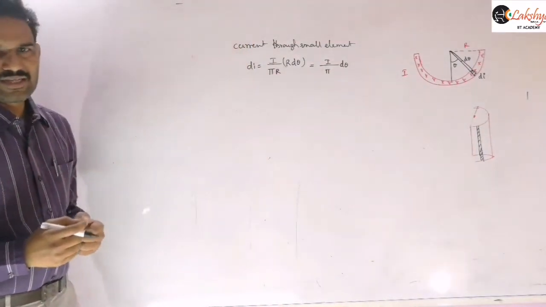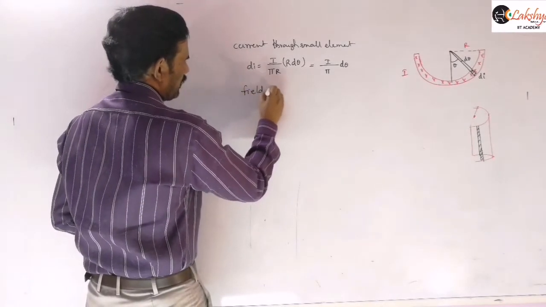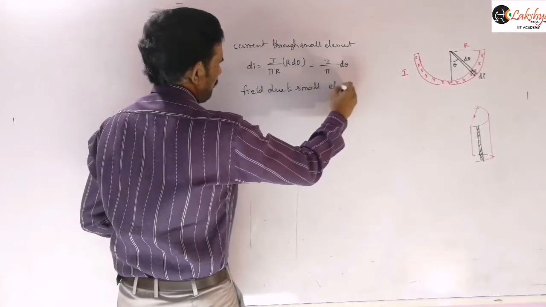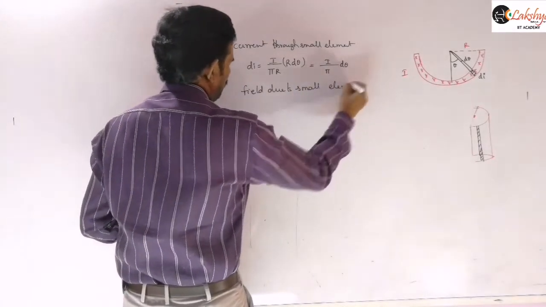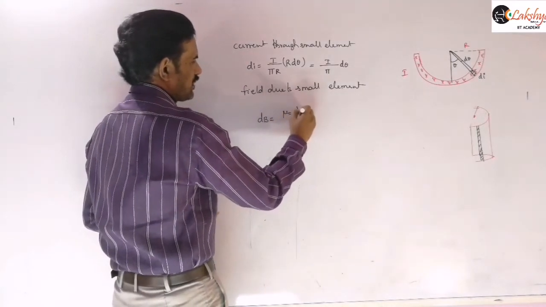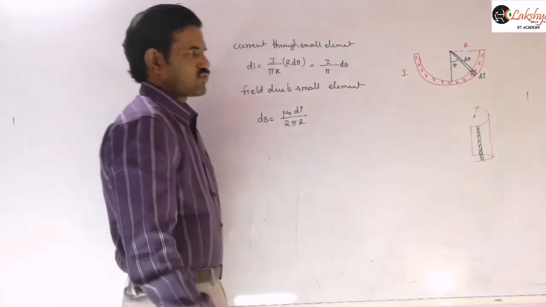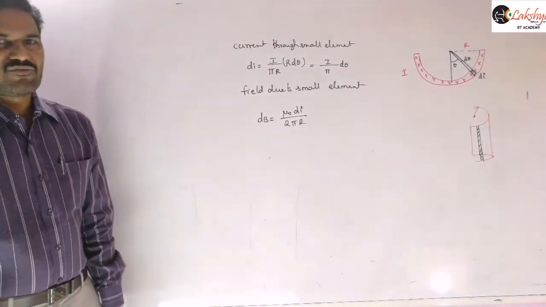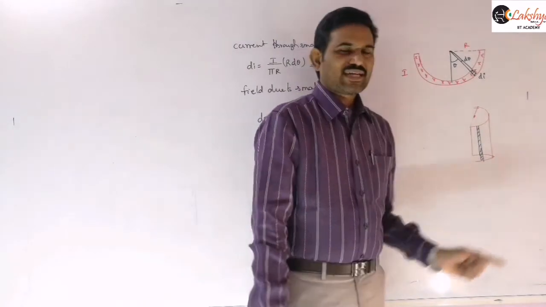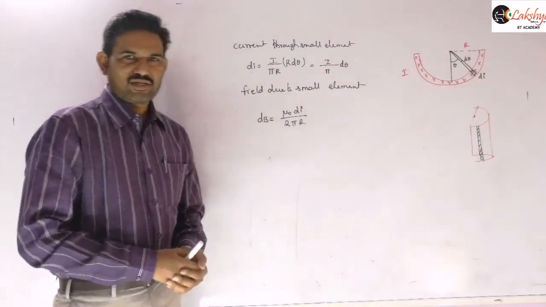Now let us write the magnetic field due to this small element here. So dB is equal to mu naught into di by 2 pi r. Directly I am writing here that the element is in the form of a straight wire. The infinitely long straight wire formula I am applying there, so that is mu naught I by 2 pi r.